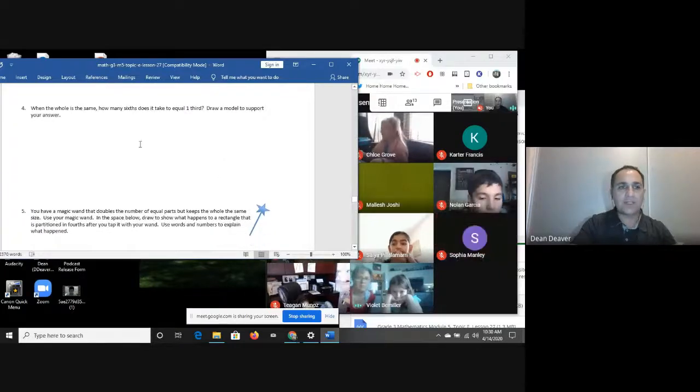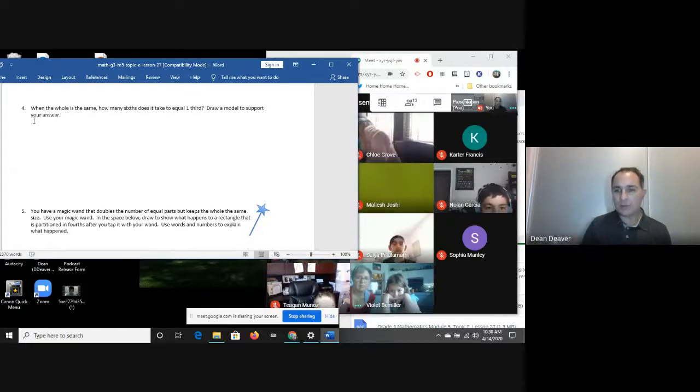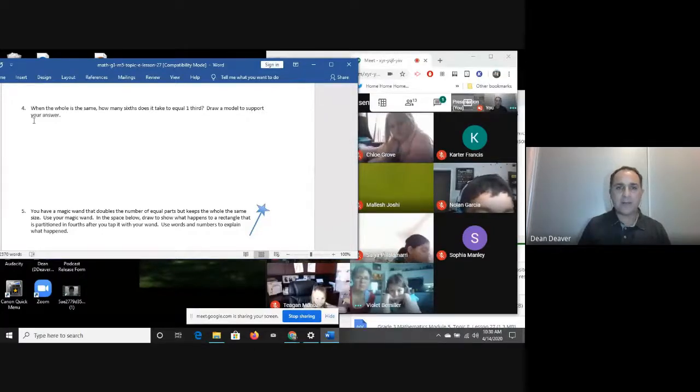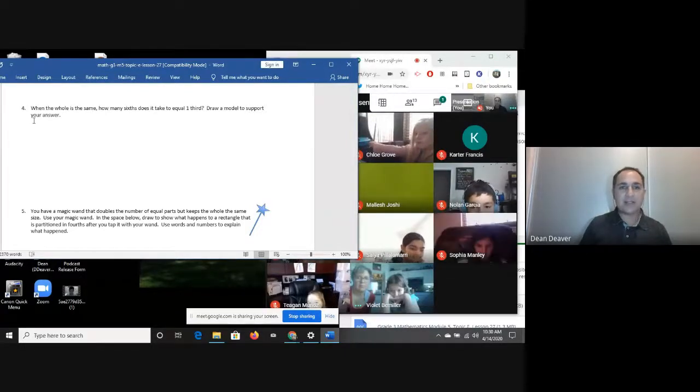Let's do this one. Let's do number 4. Number 4 says, when the whole is the same, how many 6s does it take to equal 1/3? Draw a model to support your answer. Go ahead and try this one, and then we'll do it together. So try number 4 here. When the whole is the same, how many 6s does it take to equal 1/3? So draw a model.